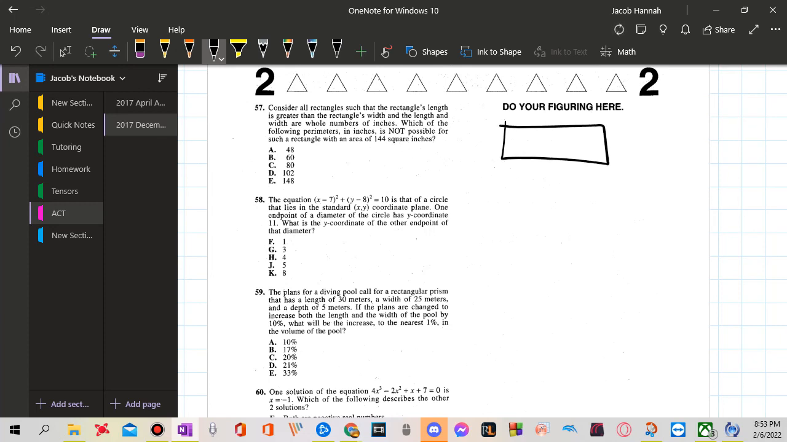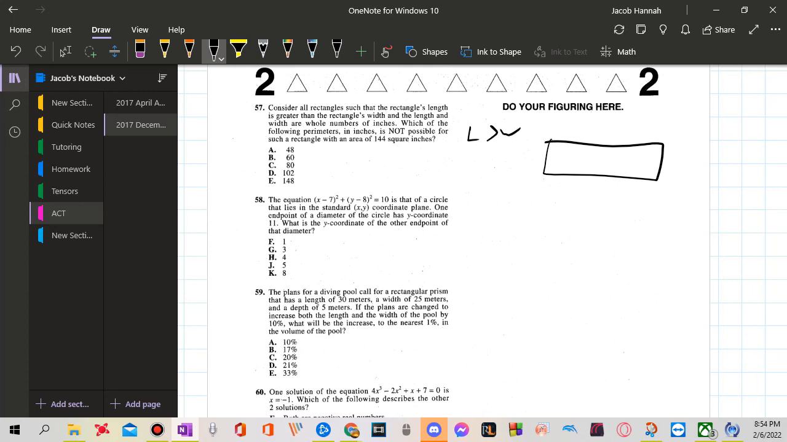Consider all rectangles such that the rectangle's length is greater than the rectangle's width. Which of the following perimeters in inches is not possible? This is asking for a rectangle with area 144. For it to be 48, that's only possible if it's 12 by 12 by 12 by 12. But this is a rectangle, so the length and width cannot be the same.